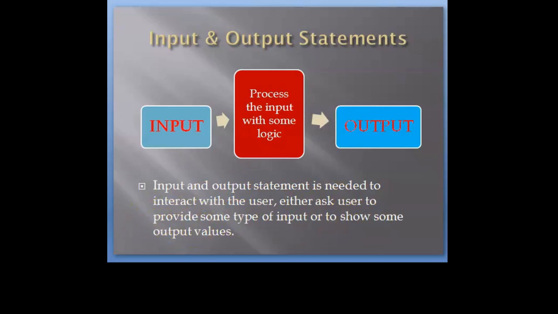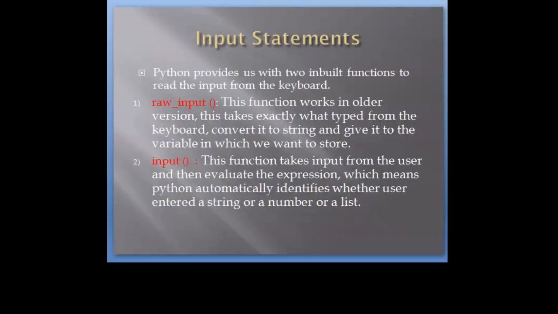Seeing them one by one, let us start with the input statement. In Python there are two inbuilt functions. Inbuilt means they already exist in the Python package; we will see the function topic later on. The two are raw_input and input. raw_input is the older version and input is the newer version. There was some disadvantage in raw_input, and because of that the input function came into existence.